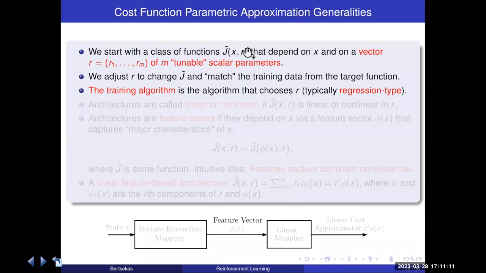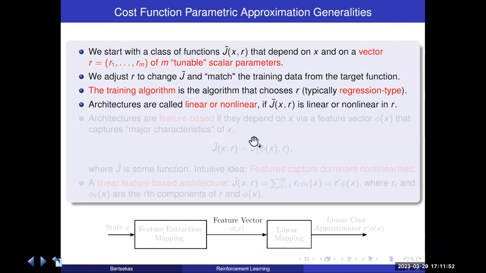It's a regression type of algorithm, nonlinear regression, least squares, linear regression. Usually it involves quadratic penalties, but there are also other possibilities. This J tilde here depends on x in a complicated way, but it may be linear in r or it may be nonlinear. If the dependence is linear, we call the architecture linear. Otherwise, we call it nonlinear. Neural networks are decidedly nonlinear and very complicated.